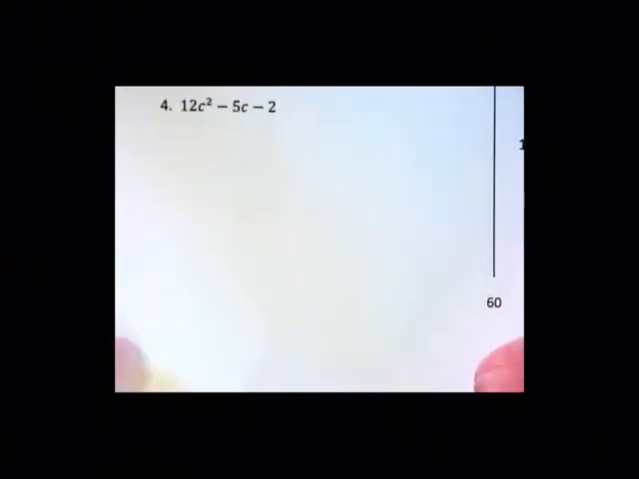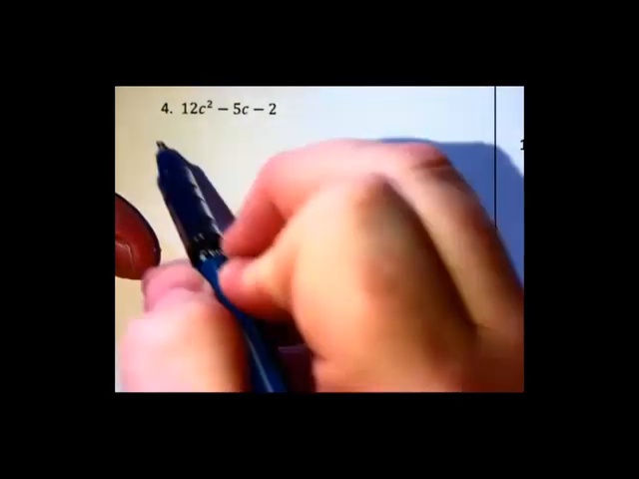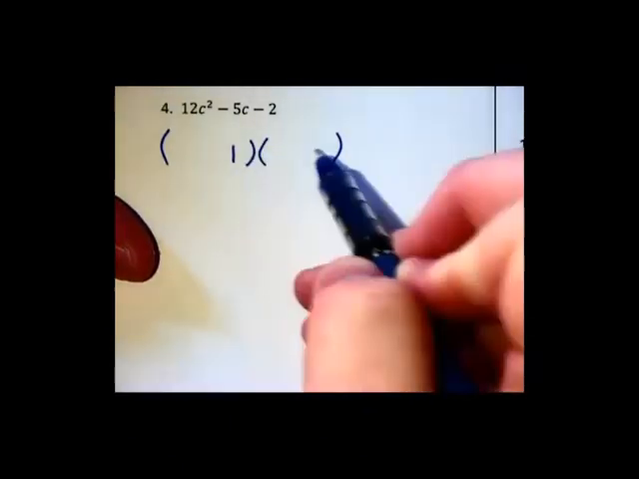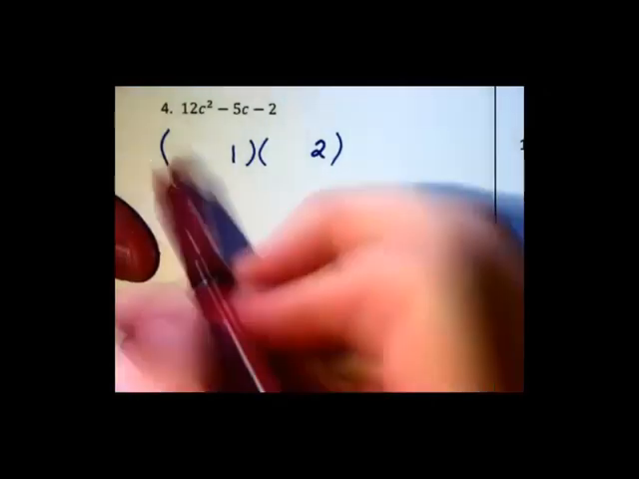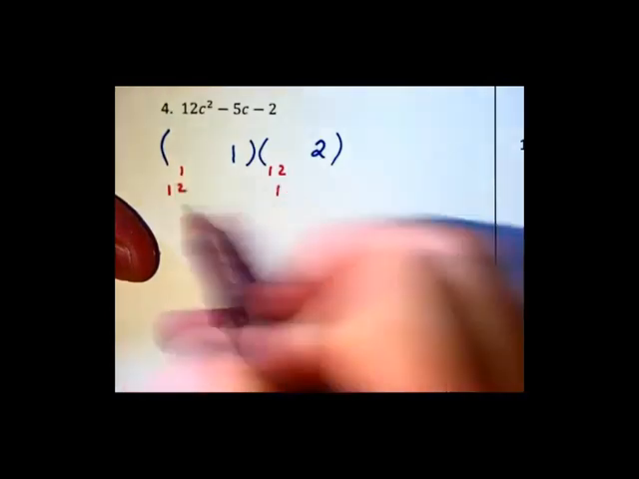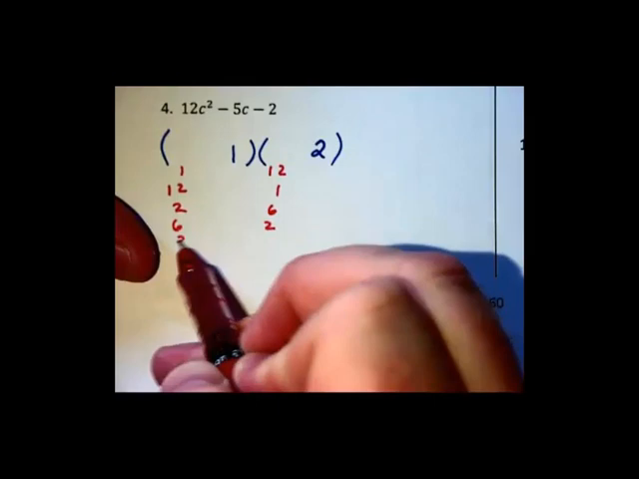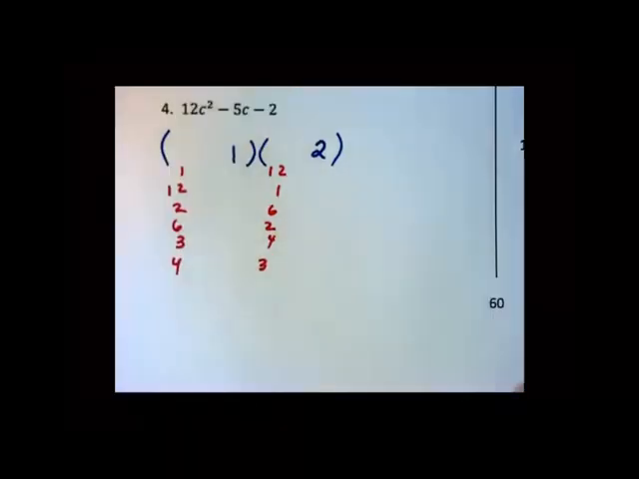In number 4, 12 we've got some choices on, but the 2 is a prime number. So this time I'm going to start by locking in the 1 and the 2 at the second end of the problem. And then with that 12, I'll play around with the 1 and 12, 12 and 1, 2 and 6, 6 and 2, 3 and 4, 4 and 3.